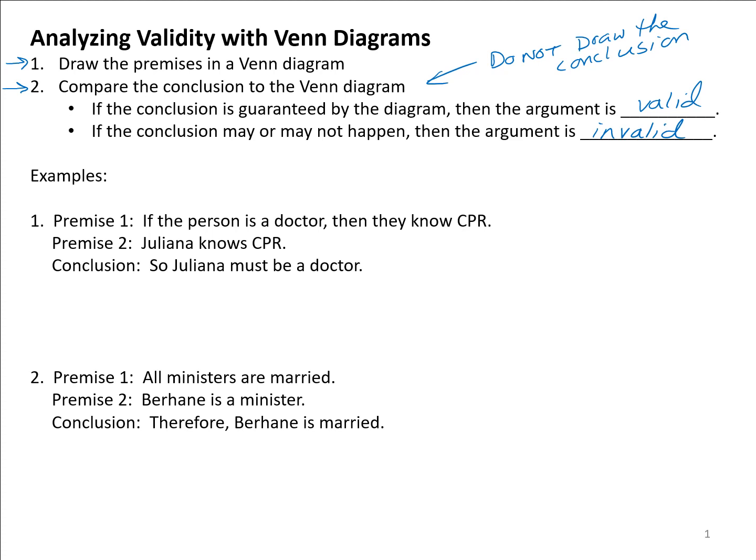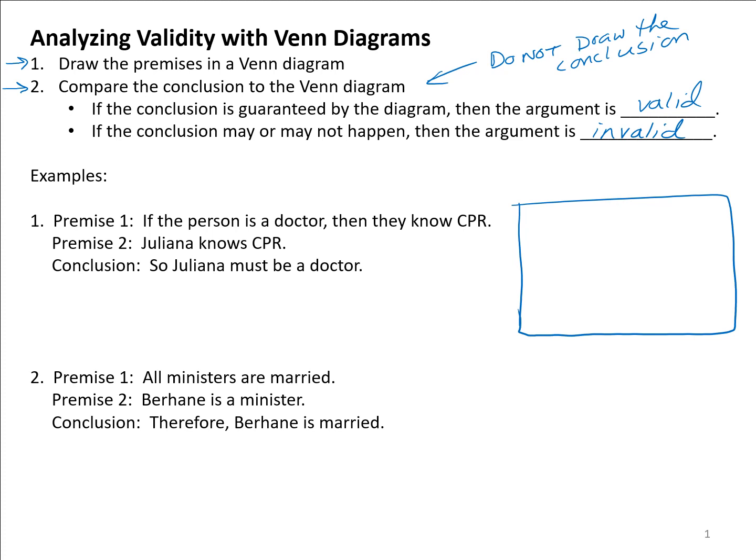So we've got, in both of these arguments, two premises and one conclusion. So we'll start with the first one. If the person is a doctor, then they know CPR. That's our first premise. Our second premise, Juliana knows CPR. Conclusion, so Juliana must be a doctor. So again, we're only going to draw the two premises.